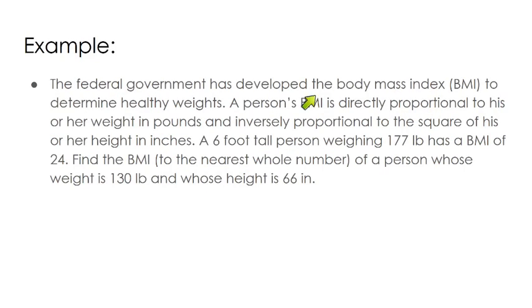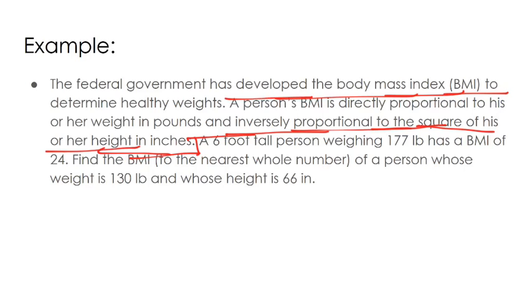The federal government has developed the body mass index, or BMI, to determine healthy weights. A person's BMI is directly proportional to the weight and inversely proportional to the square of his or her height in inches. Let me block off that part of text, because that part is going to tell us the structure of our equation.